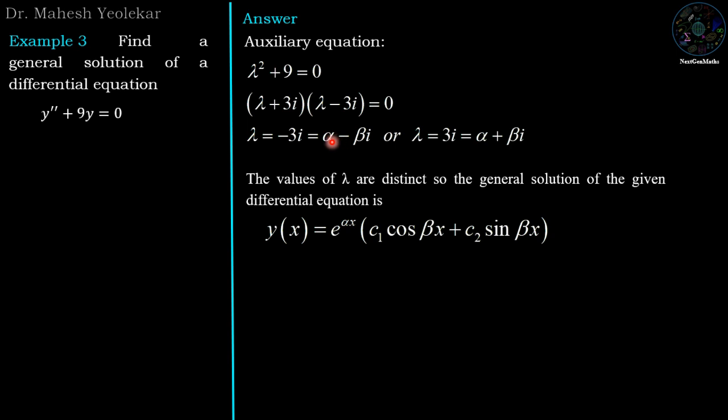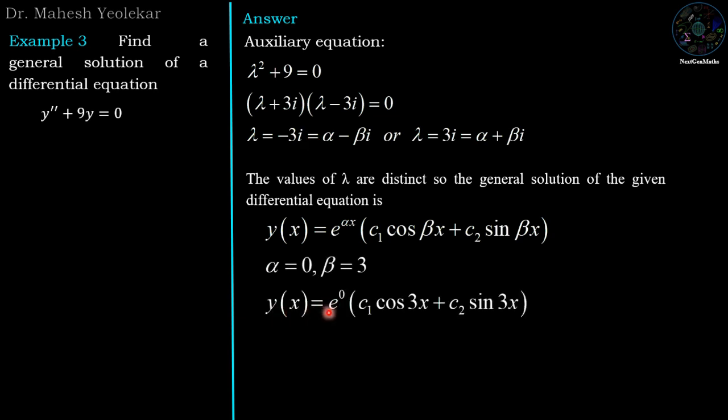So here α is the real part, which is 0, and the imaginary part is β equals 3. We substitute, then we have y(x) equals e^0 (c1 cos 3x + c2 sin 3x). Therefore y(x) equals c1 cos 3x plus c2 sin 3x is the general solution of y'' + 9y = 0.